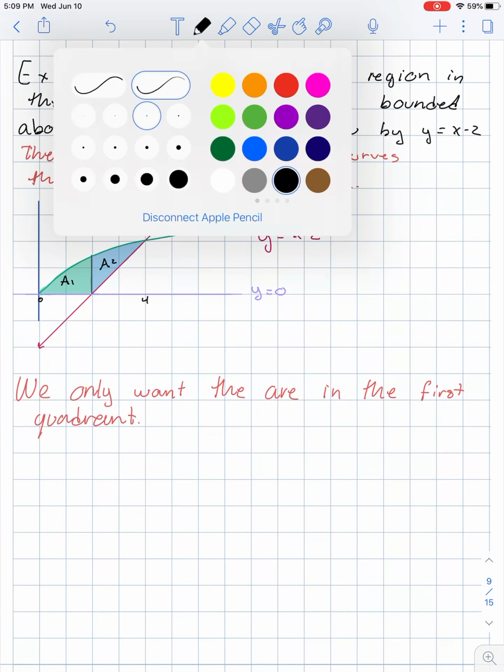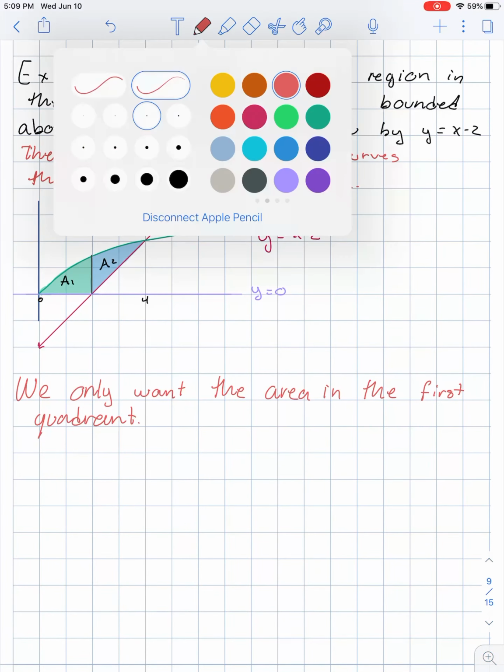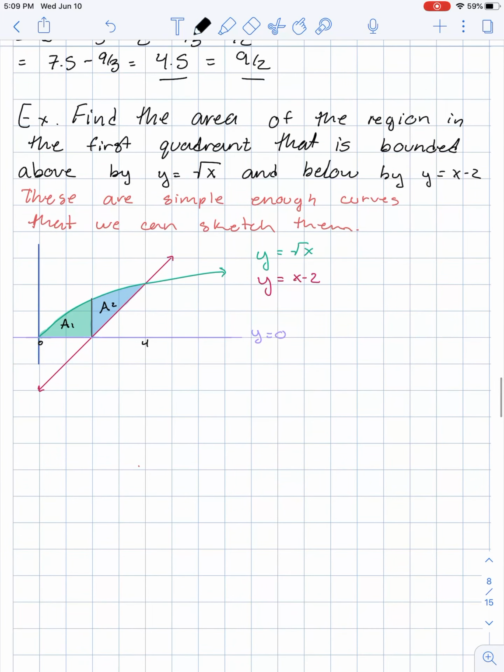So we only want the area in the first quadrant. Maybe if I spelled area right. There we go. All right. I'm actually going to erase this because I want this space. I think it gave us a lot of space though. Okay. So let's do area 1.